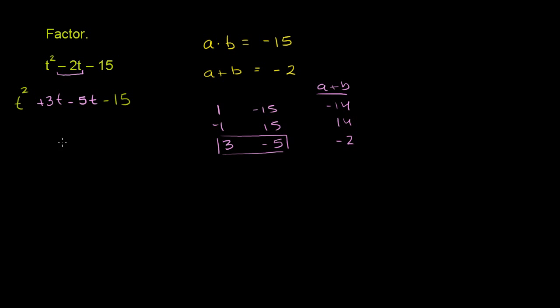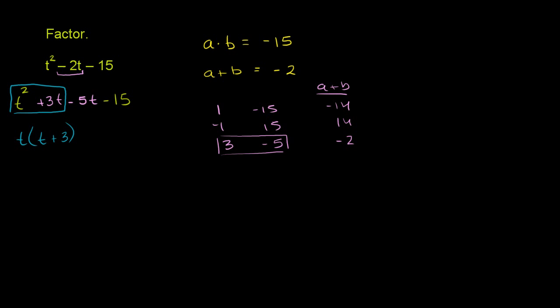Now we're ready to factor by grouping. So let's take the first group. Let's take these first two terms right there. And what's the common factor there? Well, a common factor there is t. So if I factor t out, that becomes t times t squared divided by t is t. 3t divided by t is 3. So these first two terms are the same thing as t times t plus 3.